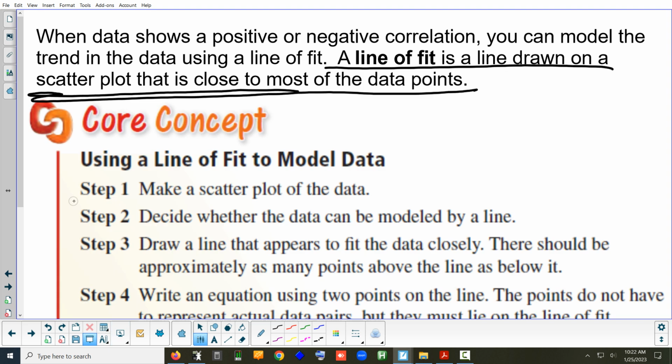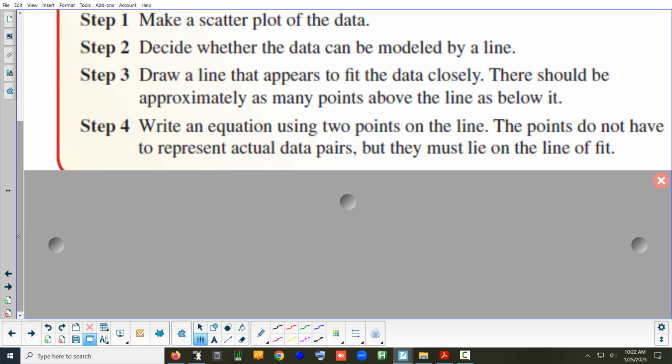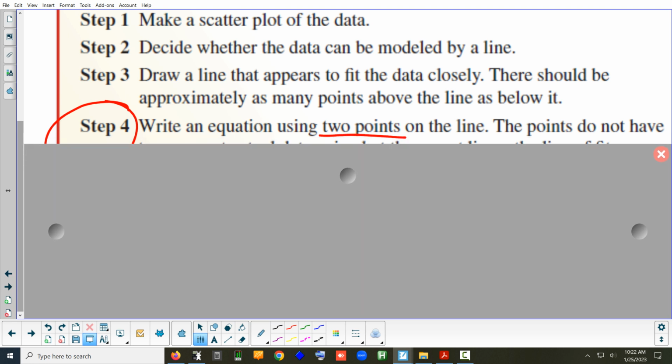And then step 4. Step 4 is where you're going to write the equation of the line. And this is where it ties into what we've been learning in chapter 4, writing the equation of a line. In order to write the equation, I'm just going to stop right there for a second. You need to pick 2 points that are on the line.